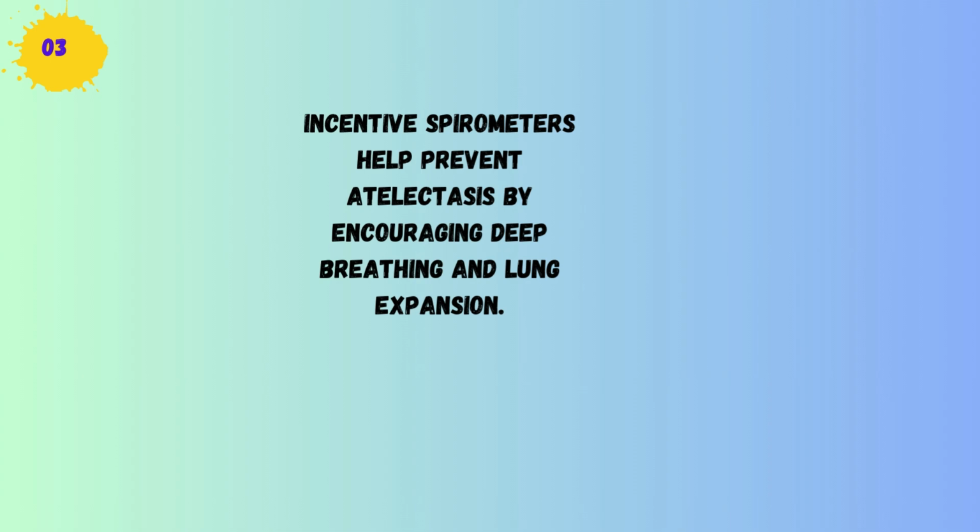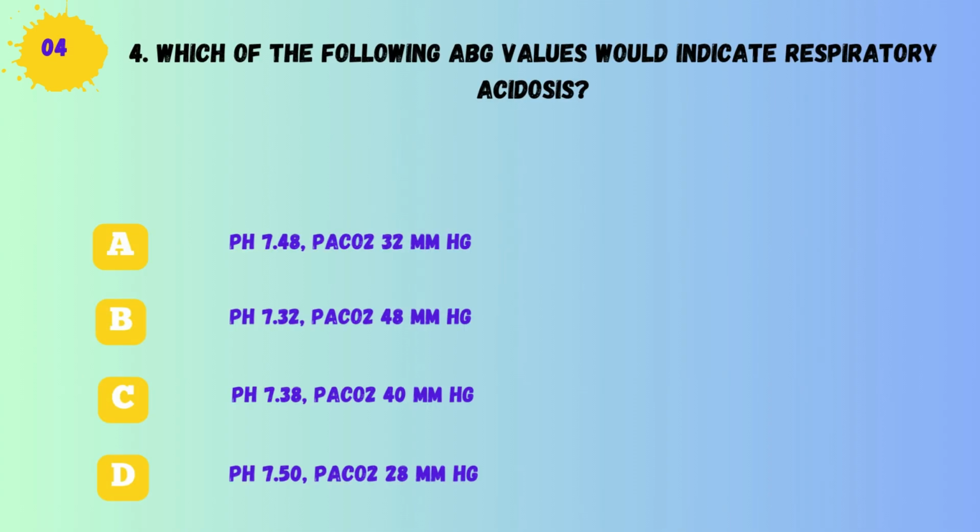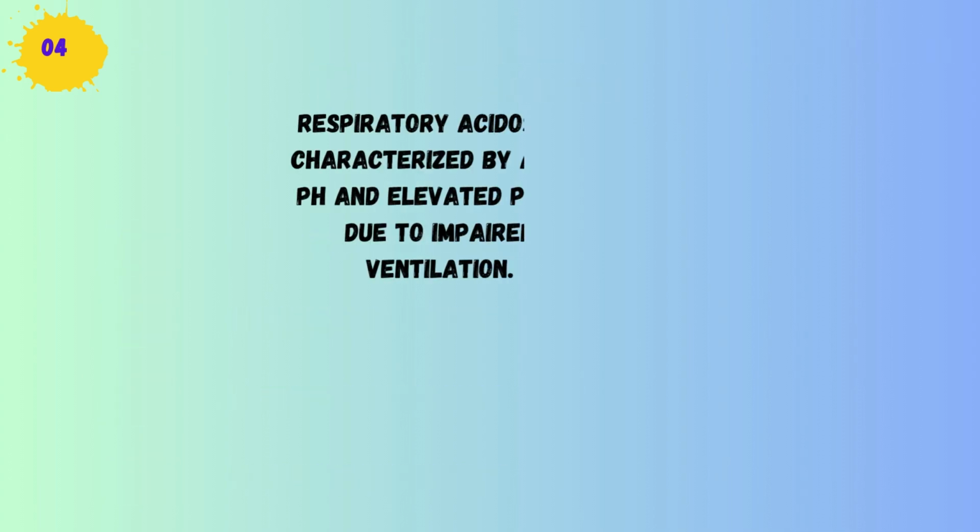4. Which of the following ABG values would indicate respiratory acidosis? A. pH 7.48, PaCO2 32 mmHg. B. pH 7.32, PaCO2 48 mmHg. C. pH 7.38, PaCO2 40 mmHg. D. pH 7.50, PaCO2 28 mmHg. Answer: B. Rationale: Respiratory acidosis is characterized by a low pH and elevated PaCO2 due to impaired ventilation.